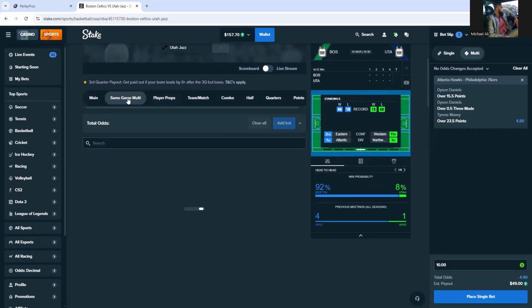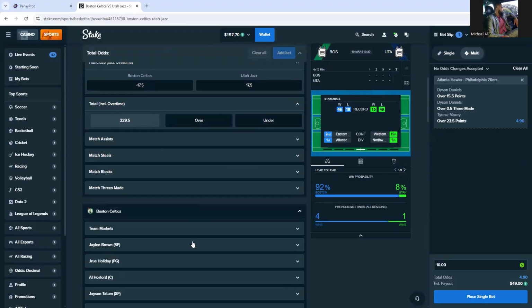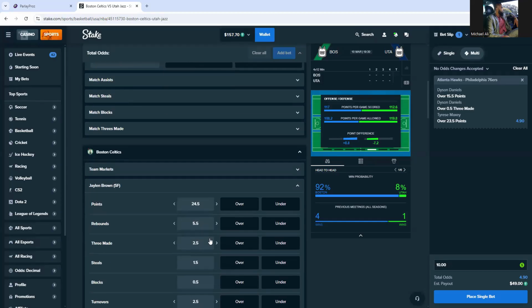So you can't do that. What you need to do is go on the same game, and you need to put 2 lines on the ticket in order to build your parlay. So if you want 1 line, Jalen Brown, you're not going to be able to add it. You need a minimum of 2 lines to build a ticket on a same game multi.